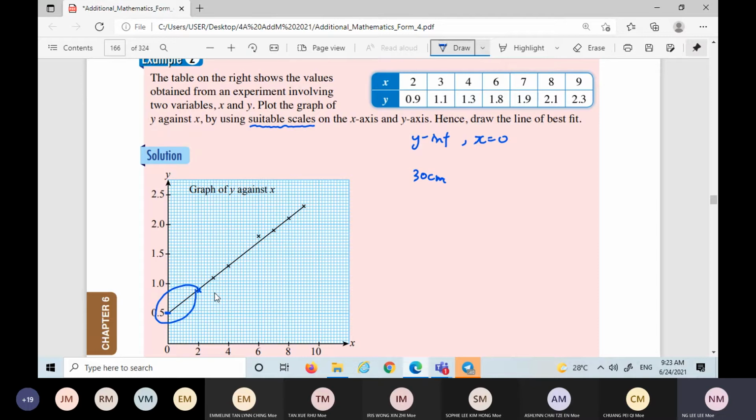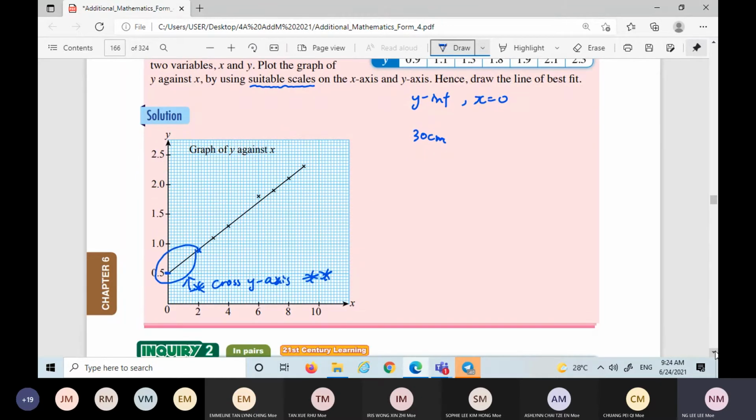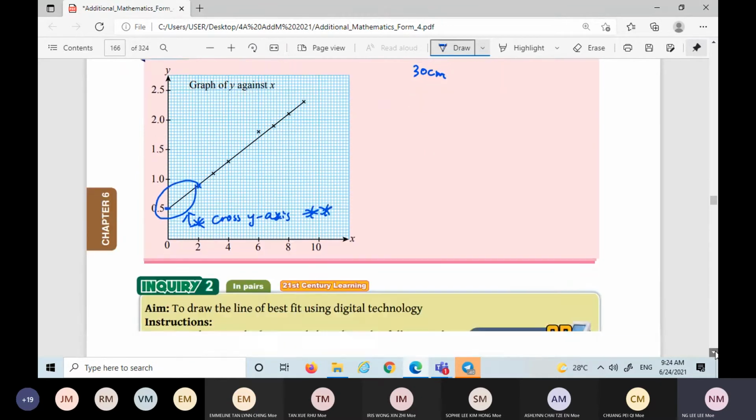Okay, so this part is very important. You put your ruler, and you're going to draw already. One shot, draw until you cross the y-axis. Cross the y-axis. This one you make a note. So this is my explanation for the line of best fit.